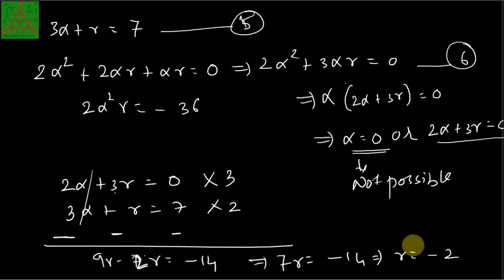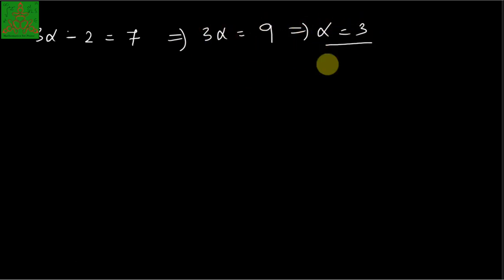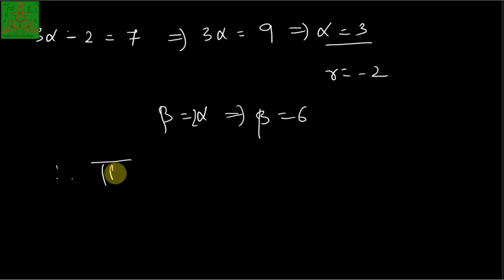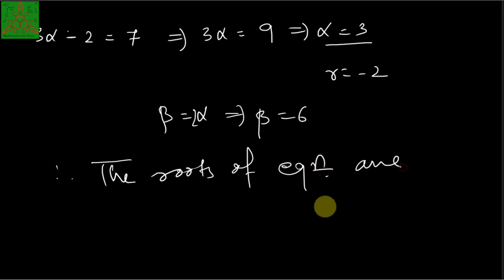If gamma is equal to minus 2, and you substitute in equation 5, 3 alpha plus gamma equal to 7, that gives you 3 alpha equal to 9, so alpha equals 3. So alpha is 3, gamma is minus 2. In the last equation, beta is equal to 2 alpha, and the value of alpha is 3, so beta is 6. Therefore the roots of the given equation are 3, 6 and minus 2.